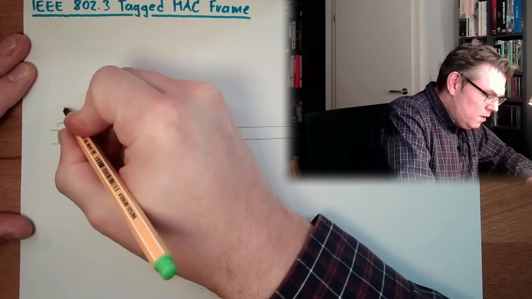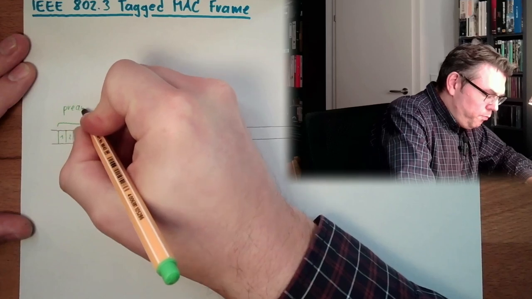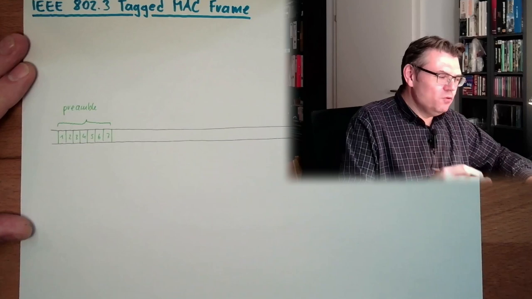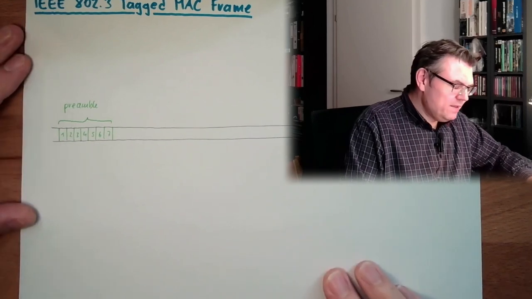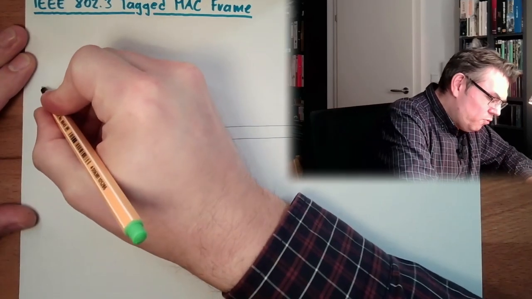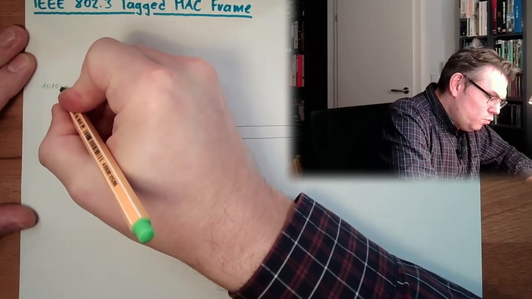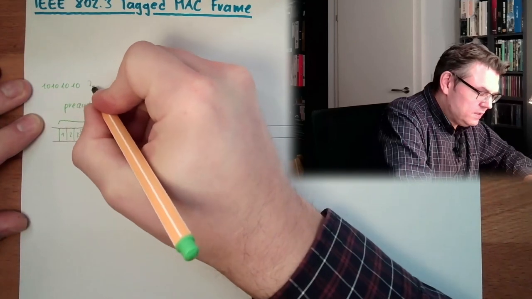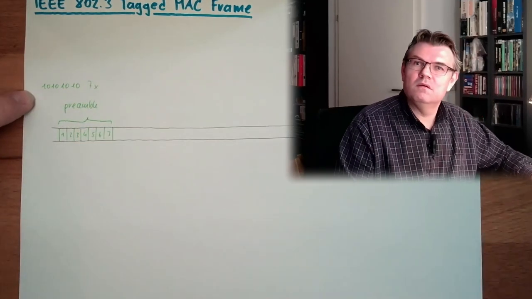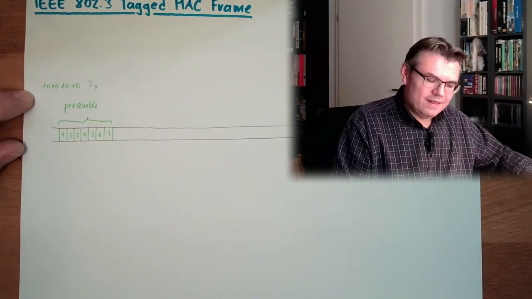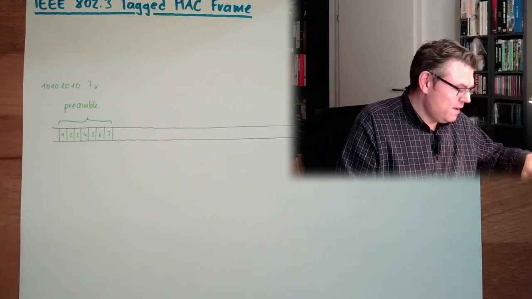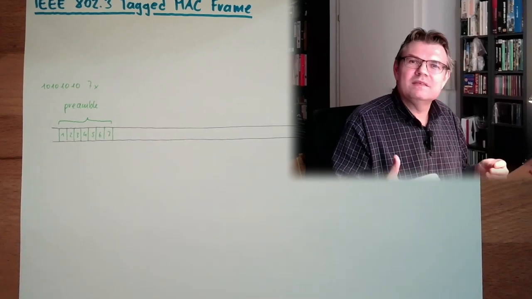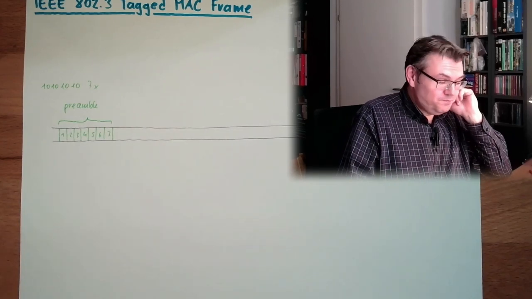This is the whole preamble, and it looks always the same way. Every byte has the pattern 10101010, 7 times. It has more historical reasons. Nowadays we don't need this anymore.